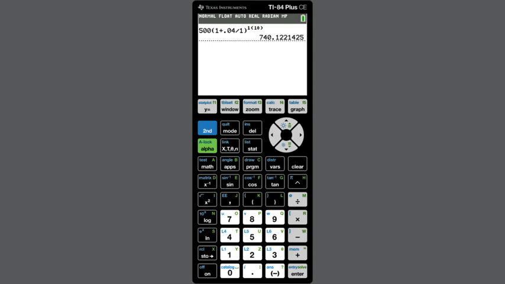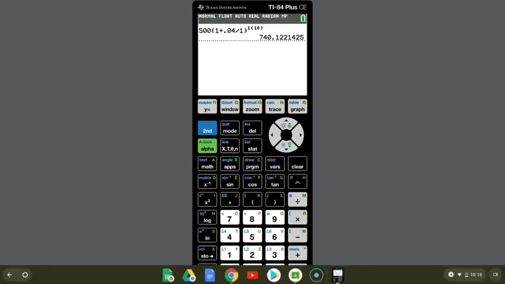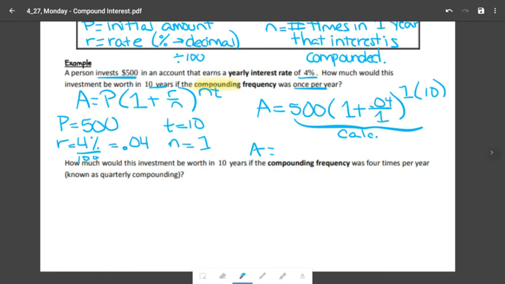So there's our answer. Now we are dealing with money here. And when we're dealing with money, if you remember from last week, if it does not tell you where to round, you are going to 2 decimal places. So $740.12.